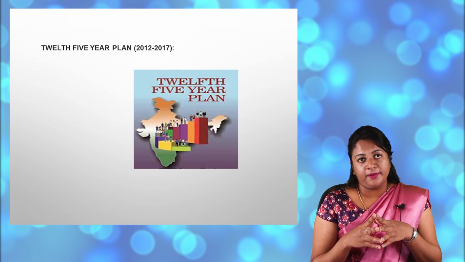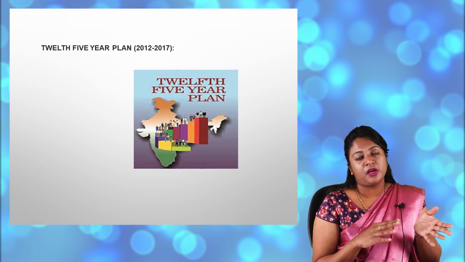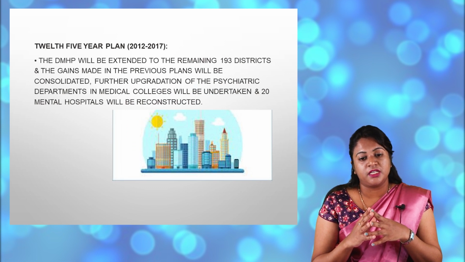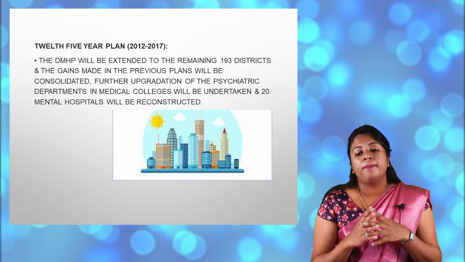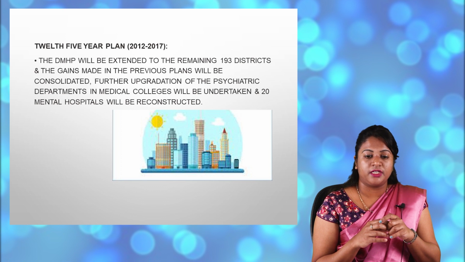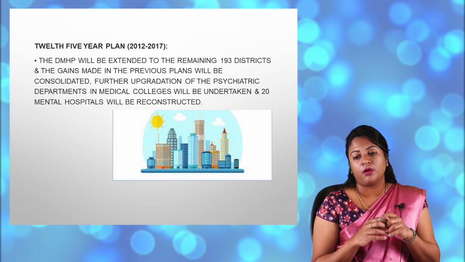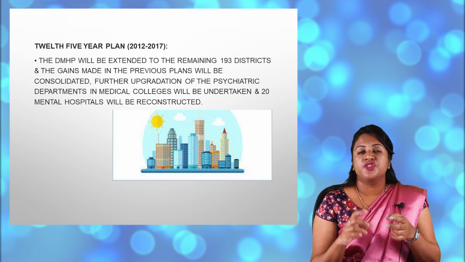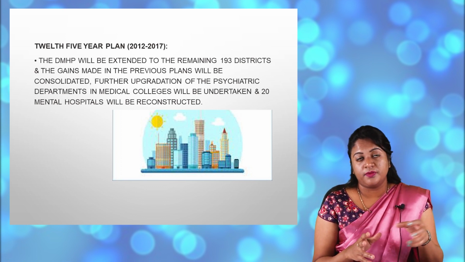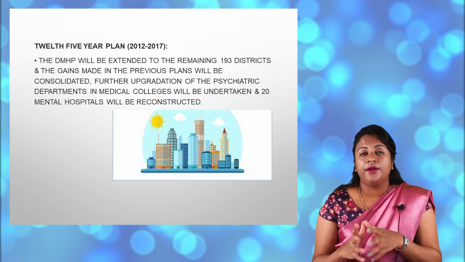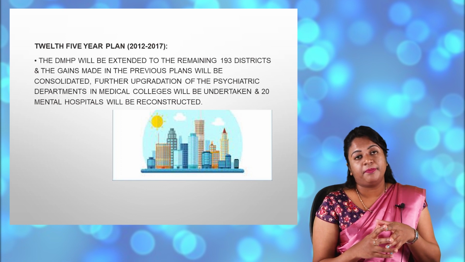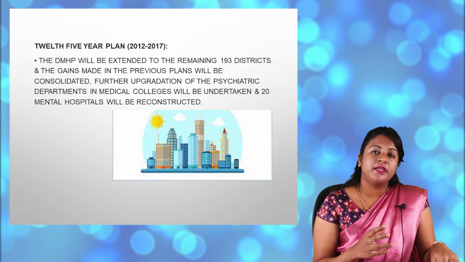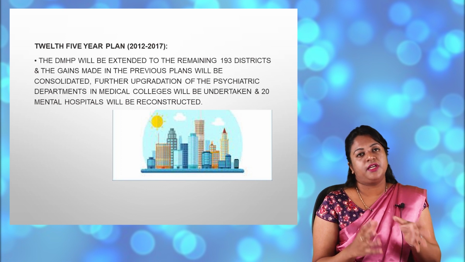Next is the 12th 5-year plan. In the 12th 5-year plan, which is from the year 2012 to 2017, what are the plans? The district mental health program will be extended to the remaining 193 districts, and gains made in the previous plans will be consolidated. Further upgrading of the psychiatric departments in the medical colleges will be undertaken, and 20 mental health hospitals will be reconstructed. So in this, another 193 districts will be getting the program, and also there will be upgrading of the psychiatric departments in the medical colleges. And one more important thing is that 20 mental hospitals will be reconstructed. So that was the plan.